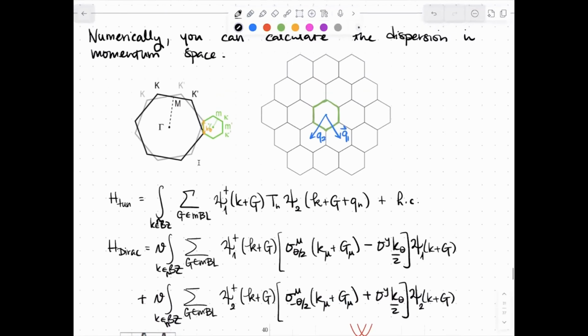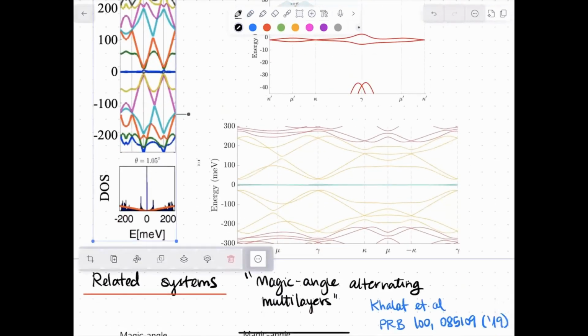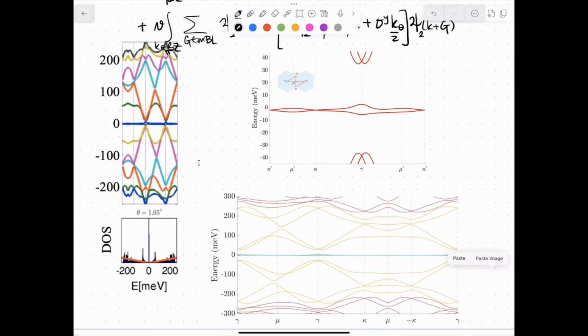So technically, it's an infinite number of bands. Now, you would be correct in thinking that you don't need all of those bands. And so how can we move beyond that?